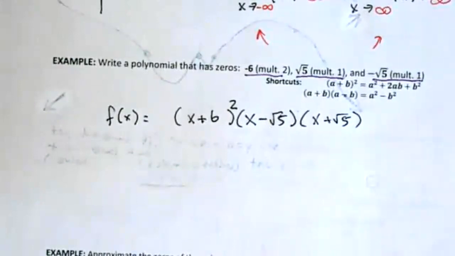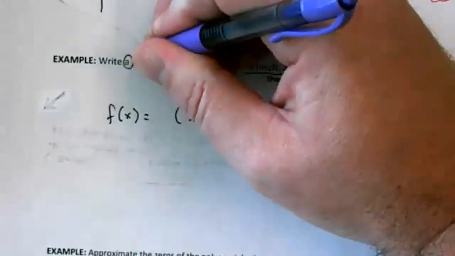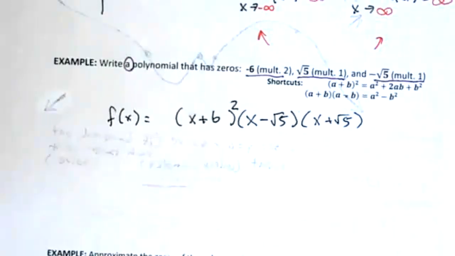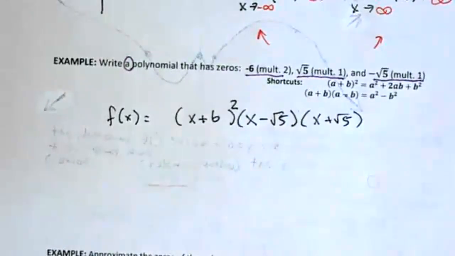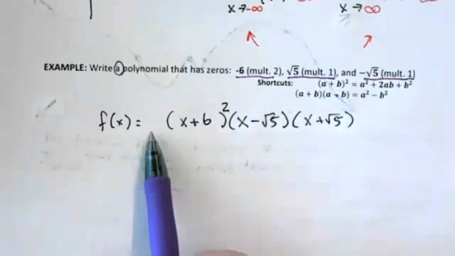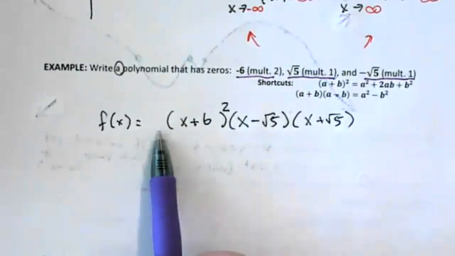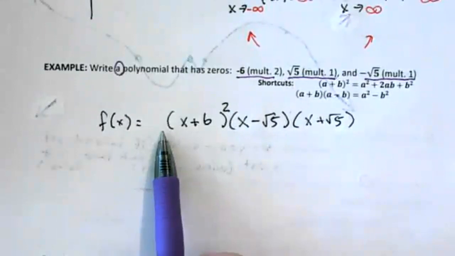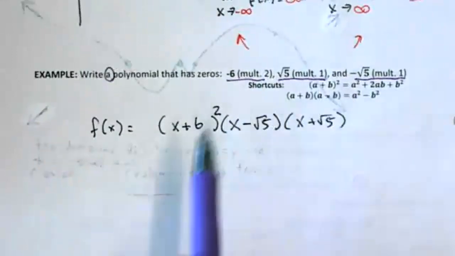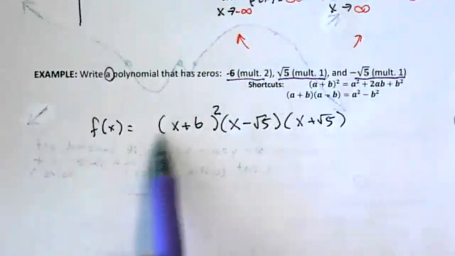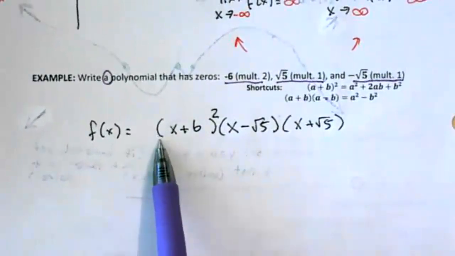All right, now we're going to multiply this out and get a standard form for a polynomial. Before we do, though, how many different answers are there for this question? It says write a polynomial that has these zeros. It doesn't say write the polynomial that has these zeros. It says write a polynomial. What could give me something that I could put in front of this that would not change any of these zeros they gave us? What could I write out here that would not change anything, but would change the way the graph looks?